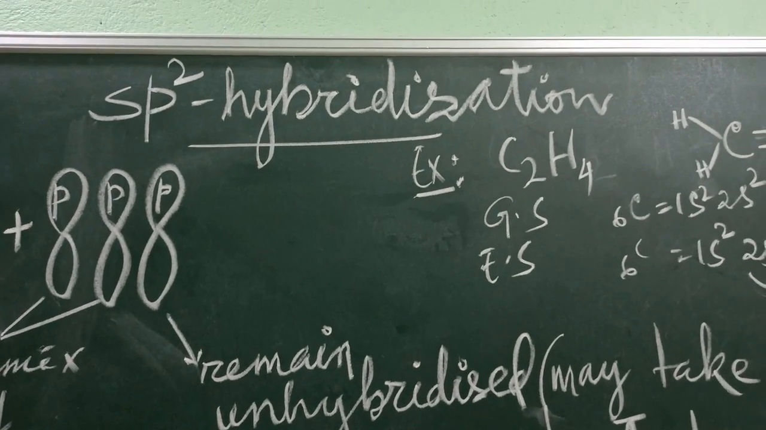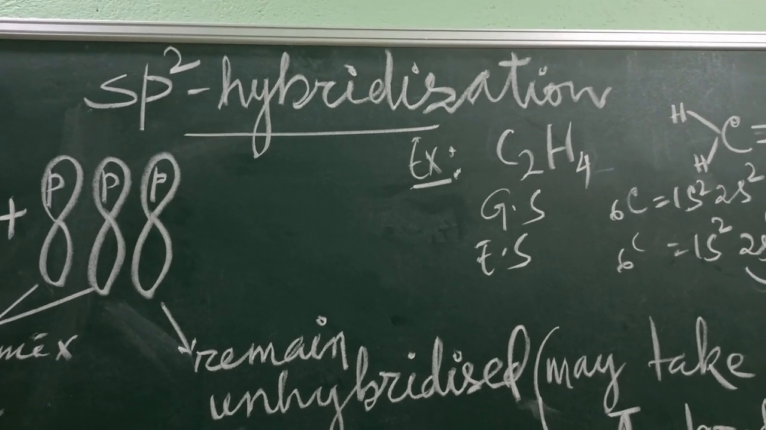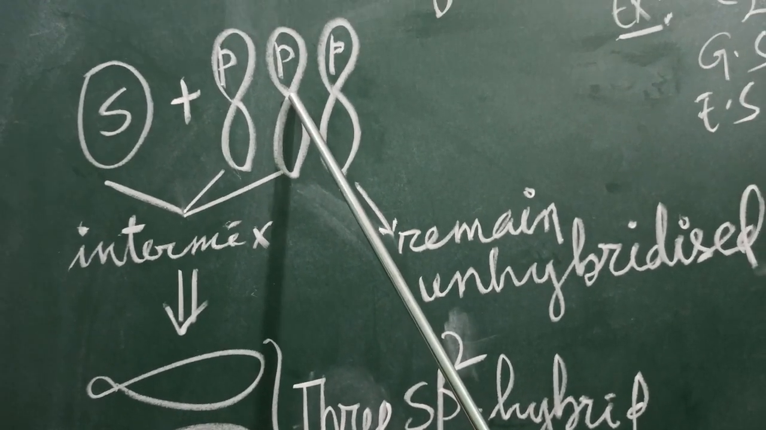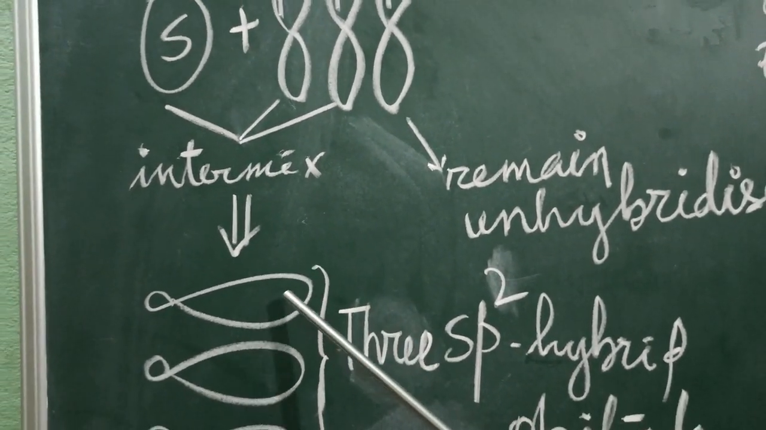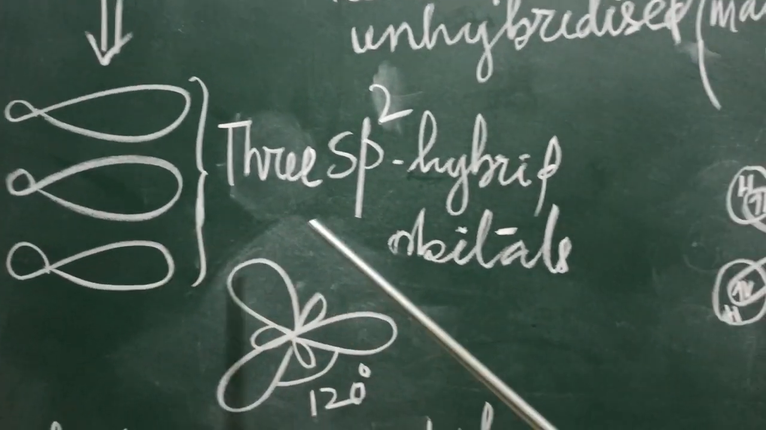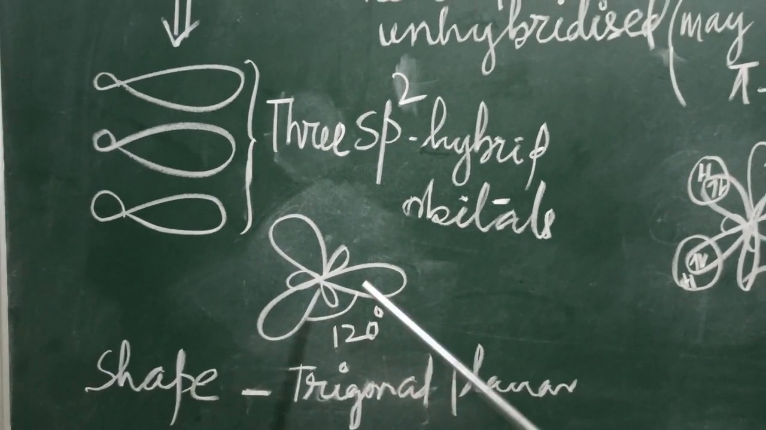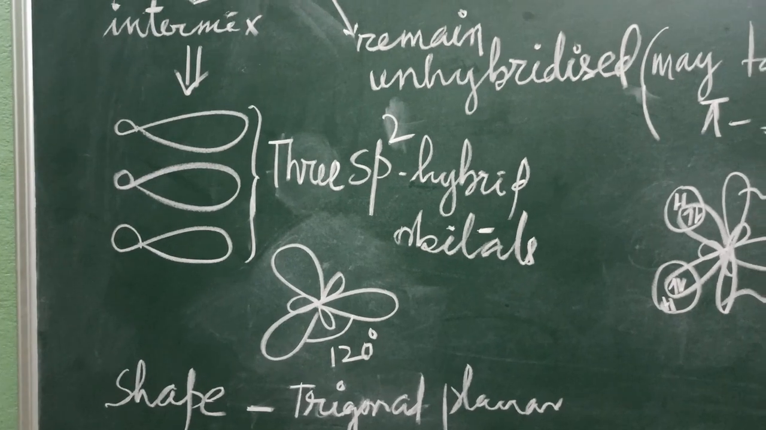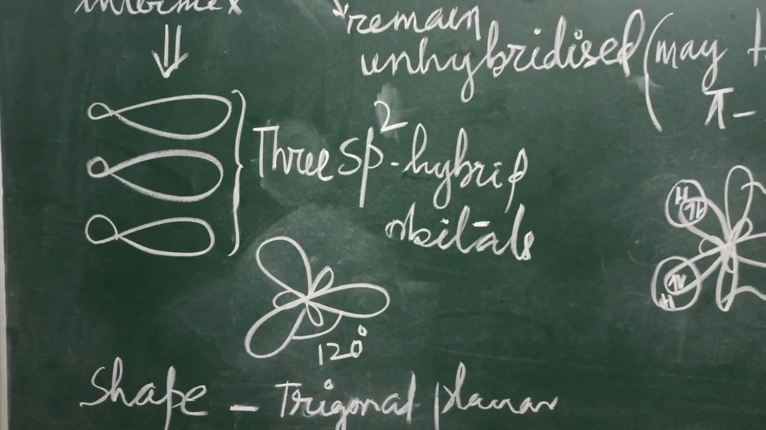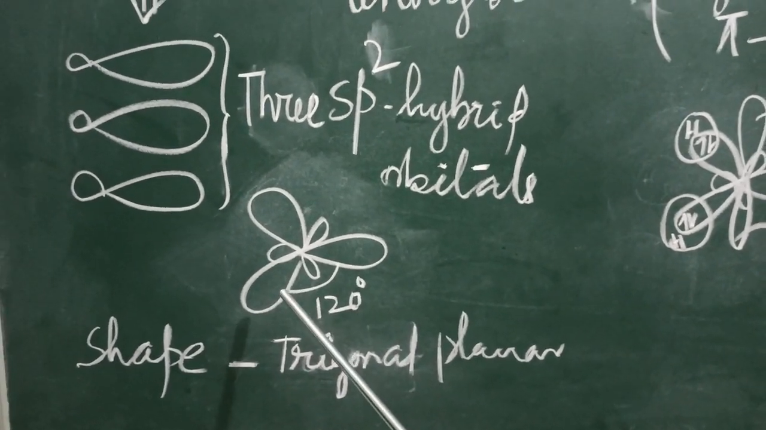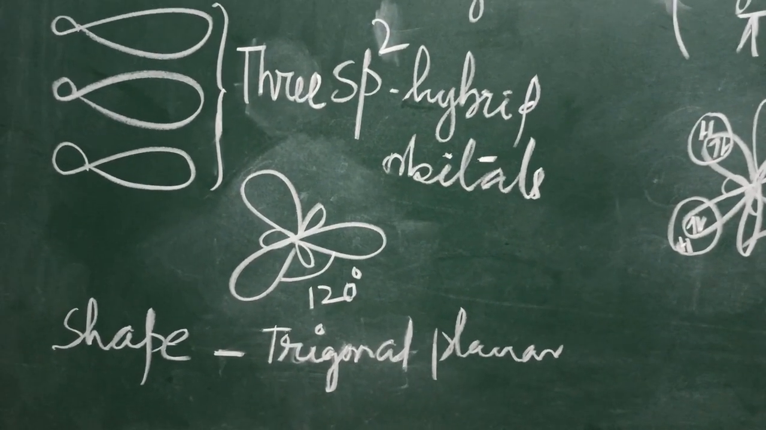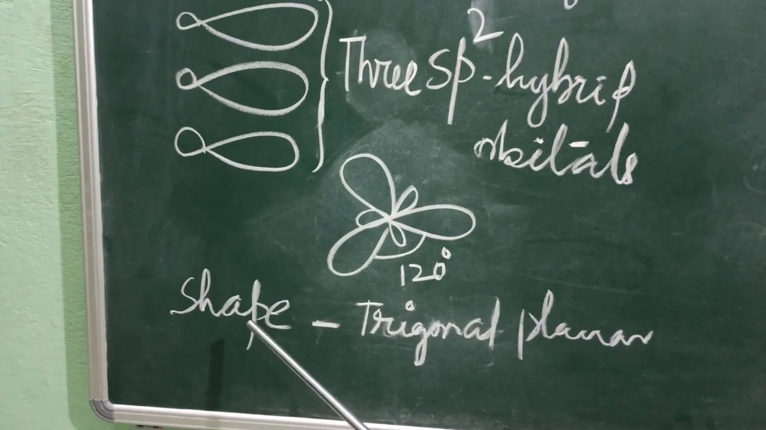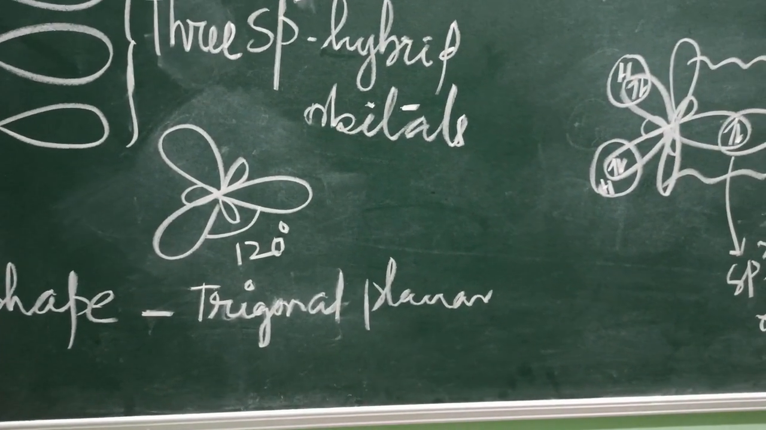Similarly, in sp2 hybridization, 1s and 2p orbitals intermix to give 3 sp2 hybrid orbitals. Since 3 sp2 hybrid orbitals are present, they want to remain at maximum distance apart. That's why they make an angle of 120 degrees in space. Hence, that gives rise to a trigonal planar shape.